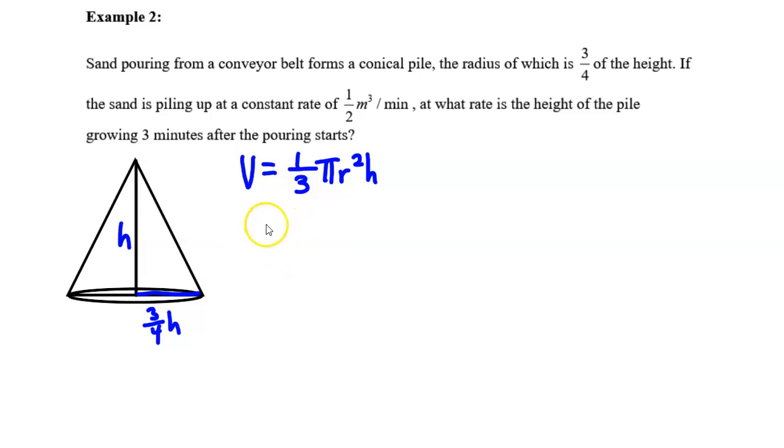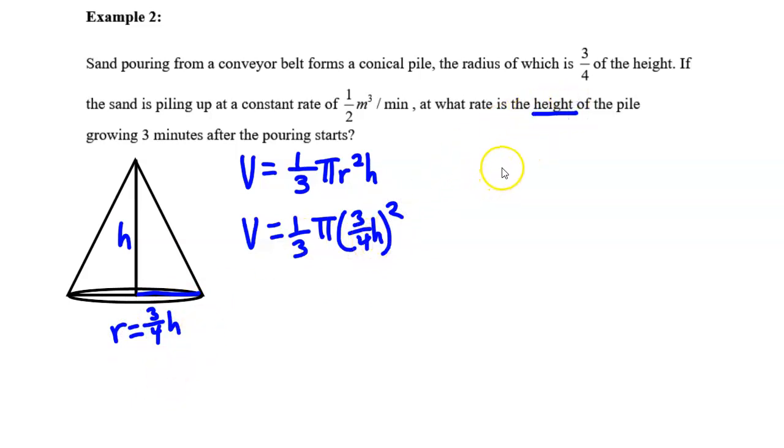So V is equal to 1/3 pi, and r is 3/4 h, squared, times h. I made that substitution because r really doesn't have anything to do with it. It's asking for the rate of the height of the pile. At what rate is the height of the pile growing? And it does give us the rate that the volume is increasing. So volume, yes. Height, yes. Nowhere does it mention anything about the rate of the radius increasing. So out with the radius, in with the height, and don't forget this h out here.